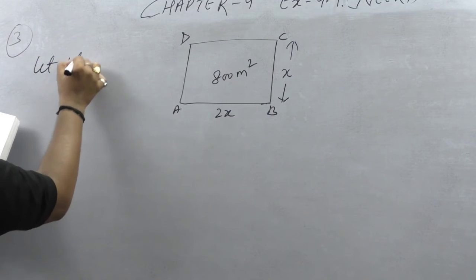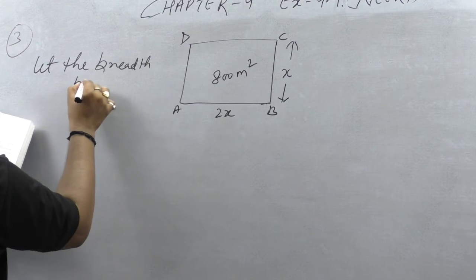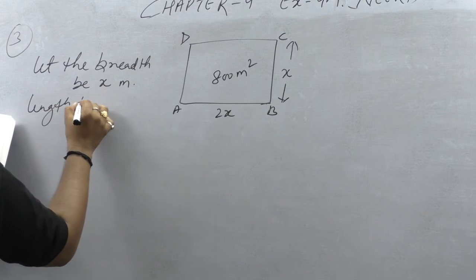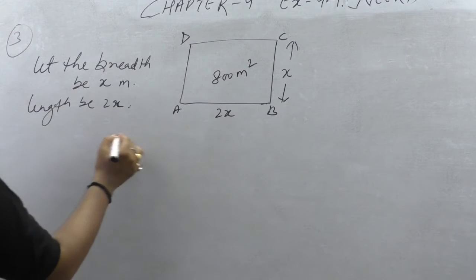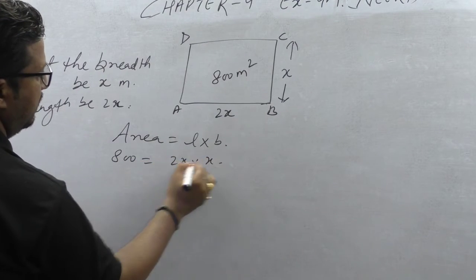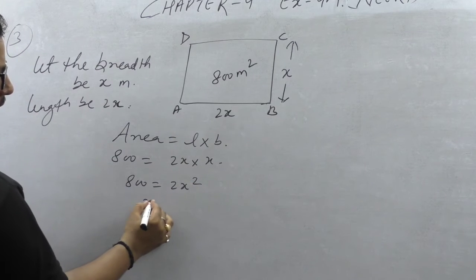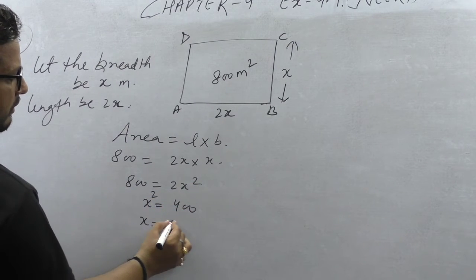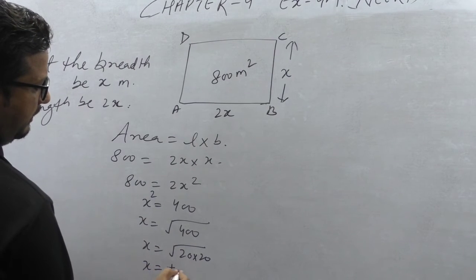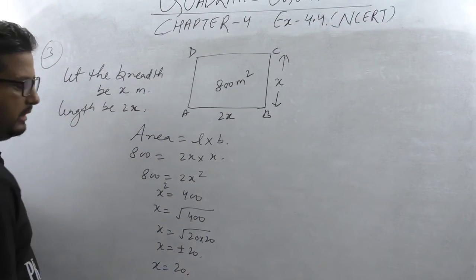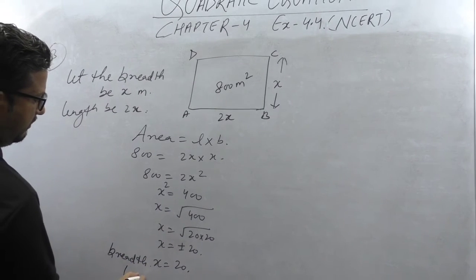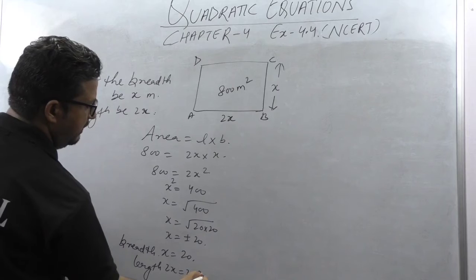Firstly, let the breadth be x meter. The length is twice its breadth, so the length is 2x. Now the area formula is length into breadth. The area is 800, length is 2x and breadth is x, so 800 is equal to 2x square. If you divide, you get x square equal to 400. If you take the square root of 400, we know it is 20 into 20, so x will be plus minus 20. We take only x equal to 20, because length can never be negative. So yes, it is possible. The breadth is 20 and the length is twice of x, that is 2 into 20, which is 40.